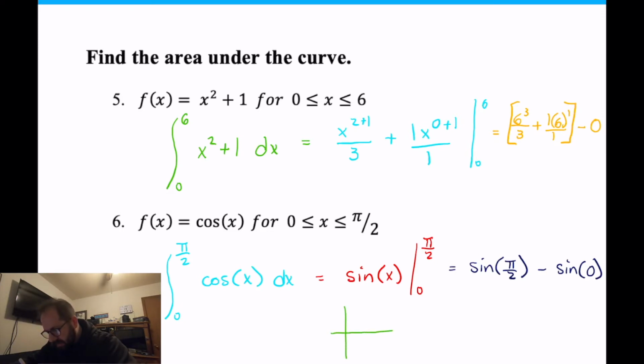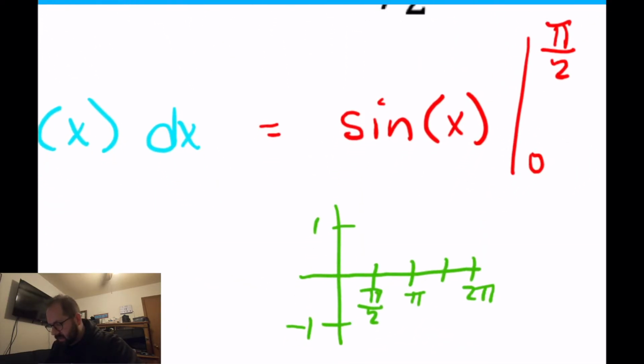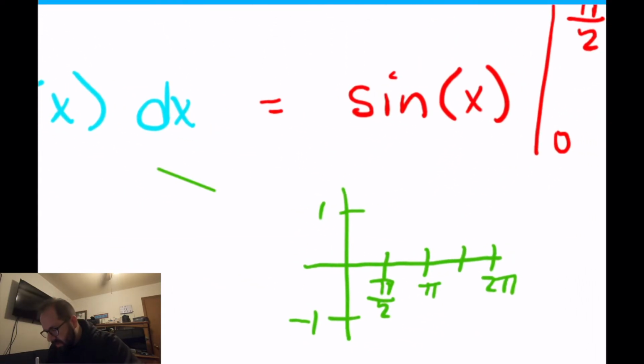On the sine graph, the normal hash marks I'd hit would be 1 and -1. It would go out to 2 pi. This is pi over 2. So we're going to that first marker, right? So sine starts at 0 and goes up, and then it would come back down over here. So I don't need to go that far. I just have to go up to pi over 2.